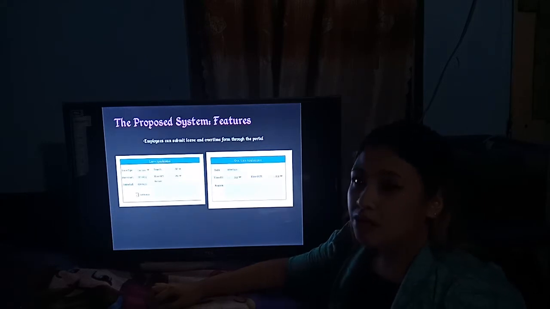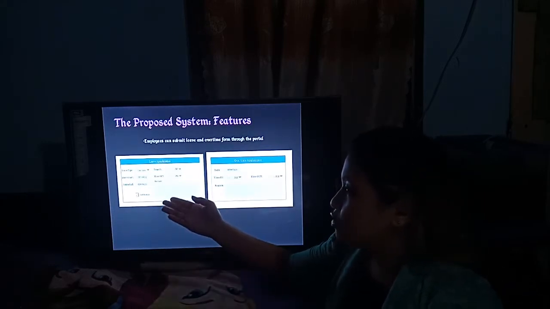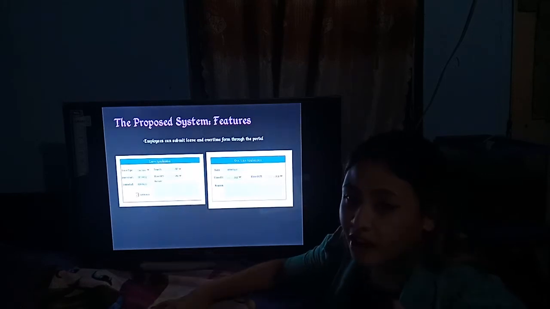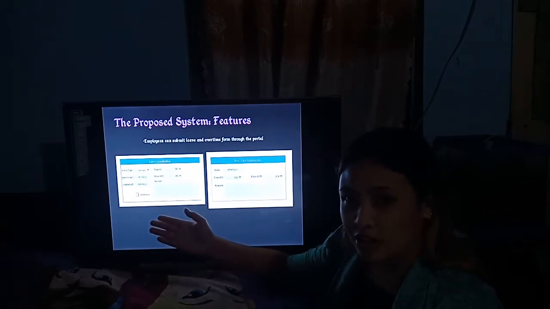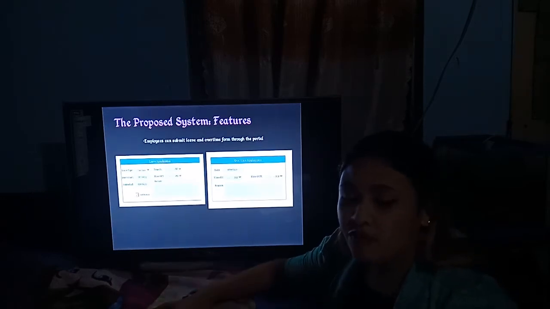There are also drop-down arrows for time in and time out so that they can choose whether it's AM or PM. You can see also here that the date is formatted to day, month, and year. This gives uniformity to every form.